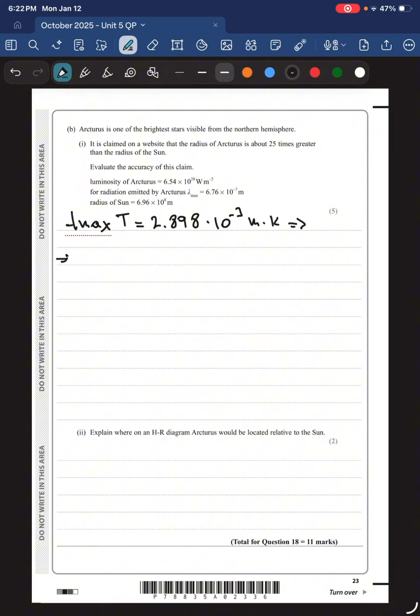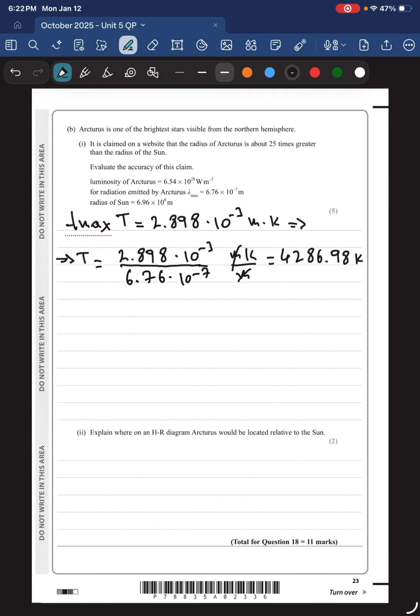If we solve for T, we find 2.898 times 10 to the negative 3, divided by 6.76 times 10 to the negative 7, meters Kelvin over meters. So the temperature is 4,286.98 Kelvin.